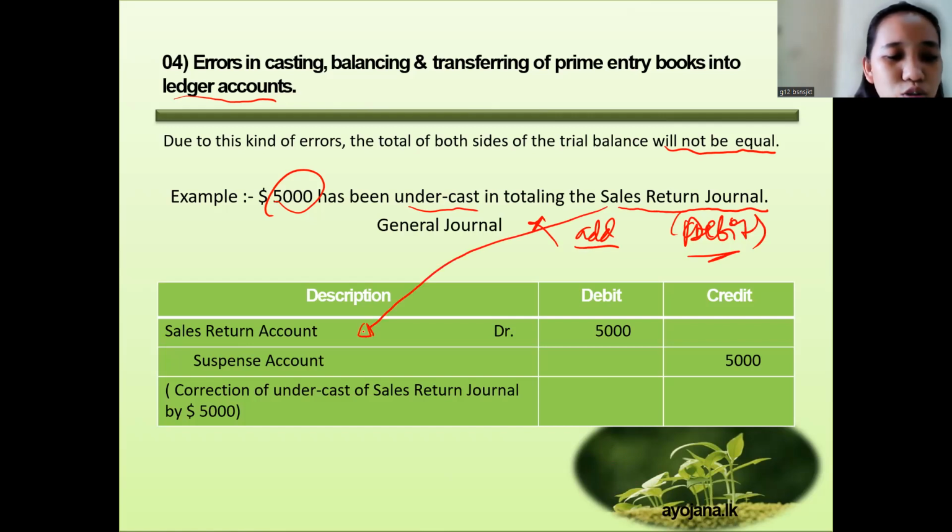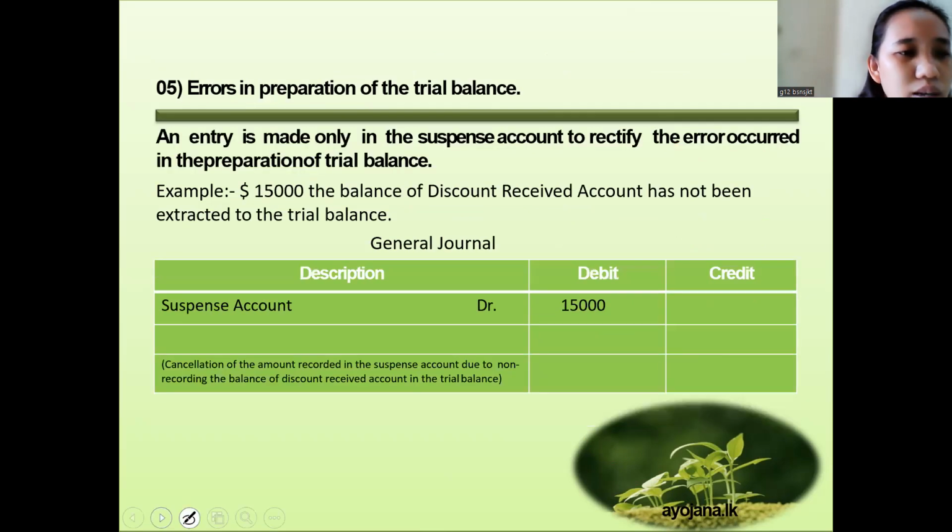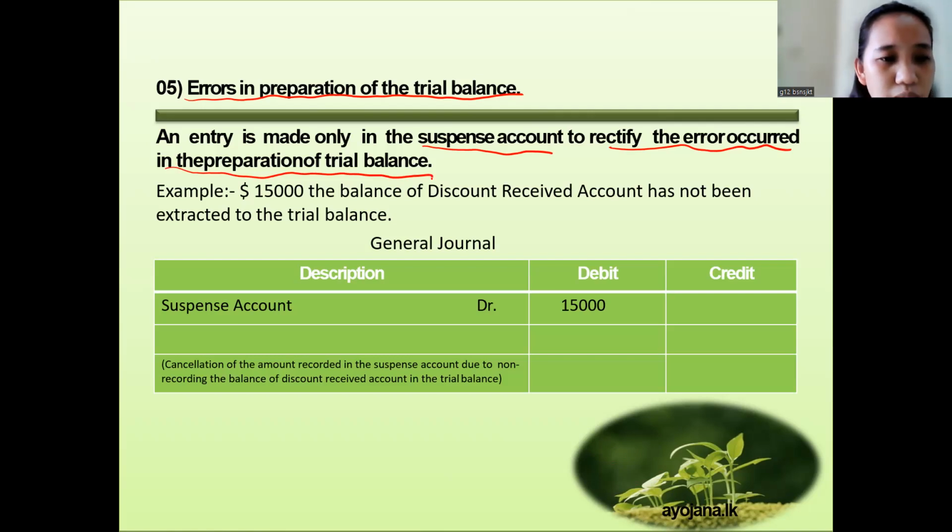And then we need to delete the suspense account. It's 5,000 on the credit side. That will be for error of casting, balancing, and transferring of prime entry books into the ledger. The last one is error in preparation of the trial balance. An entry is made only in the suspense account to rectify the error that occurred in the preparation of the trial balance. This is the kind of error we find: the total debit and total credit are not the same. So all we need is to put the suspense account.